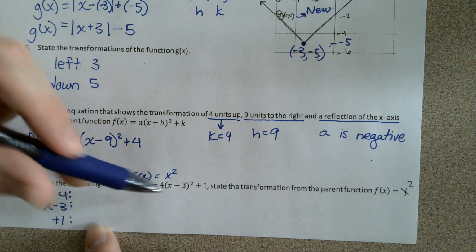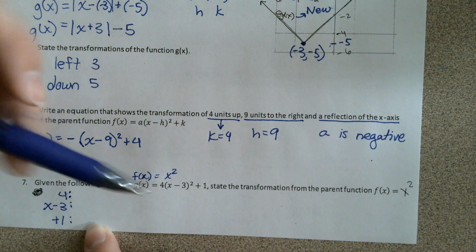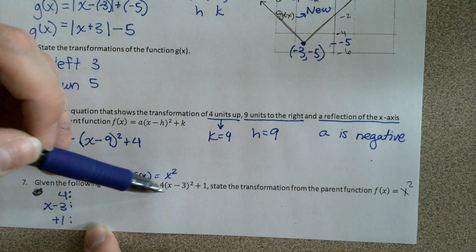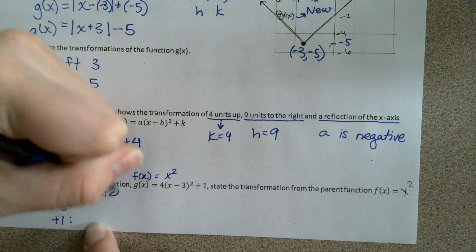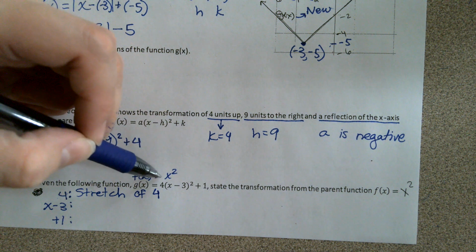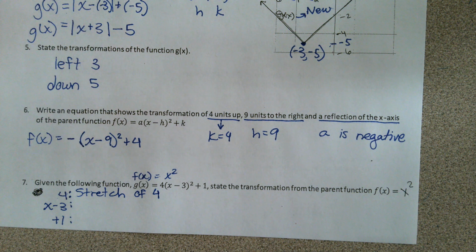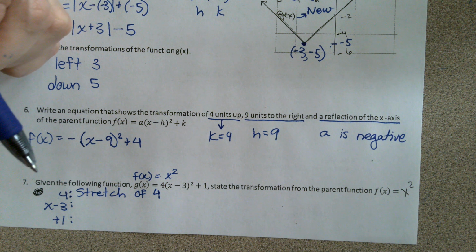So the 4 in front, when we have a number, and for a, it's either a stretch or a compression. Since this is a number bigger than 1, this is a stretch. Stretch of 4. If it were a number less than 1, typically this looks like a fraction, like 1/2 or 3/4. That would be a compression instead of a stretch.